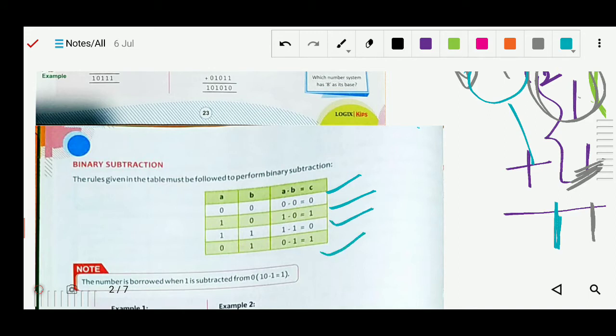So that is actually this 0 minus 1 is not 1. You can see here in this note, you can read, the number is borrowed when 1 is subtracted from. Okay, here is where we are taking the borrow. So 10 minus 1, that is 1. This is a very important one: 10 minus 1 equals 1. So first, you remember this table. Okay, and I am solving some questions and you will understand the uses.